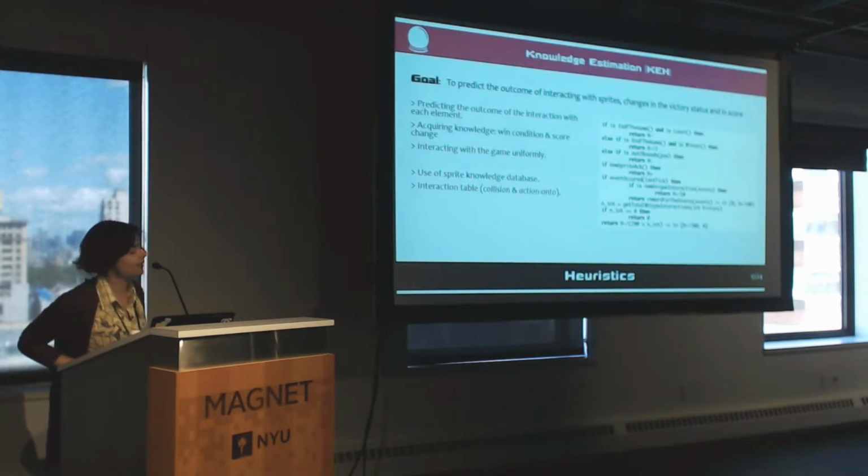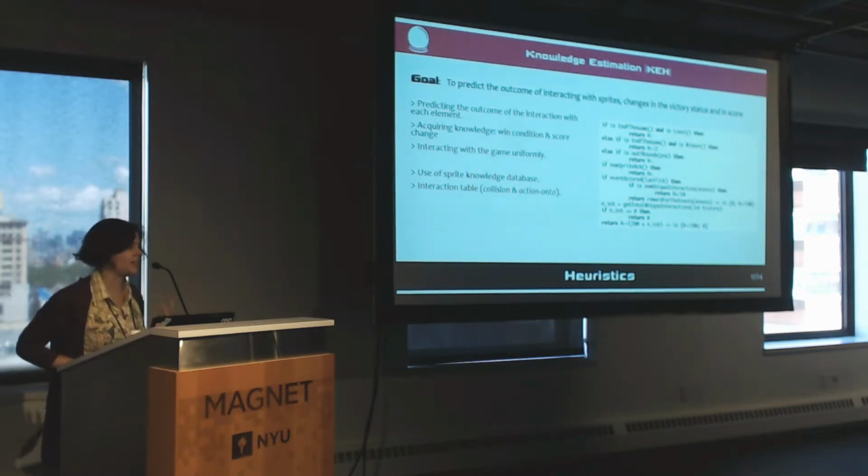The last heuristic was the knowledge estimation one, which is based a little bit on the same idea as the previous one, but instead of just trying to interact, it interacts and tries to predict what happens after those interactions. So if you interact with a sprite, will I win? Will I lose? Will nothing happen? How many points will I receive?